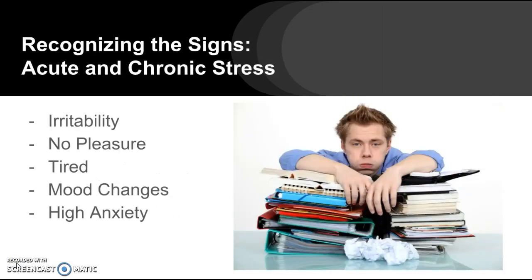Recognizing the signs of acute and chronic stress. Some of these signs include irritability, no pleasure, tiredness, mood changes, and high anxiety. Jensen said, acute stress refers to severe stress resulting from exposure to such trauma as abuse or violence, whereas chronic stress refers to high stress sustained over time. Many of our students from low-income families can be victims of those kinds of stresses. That is why, as teachers, we should recognize the signs, alter our student environments, and most importantly, empower our students to be successful and to be the best version of themselves.